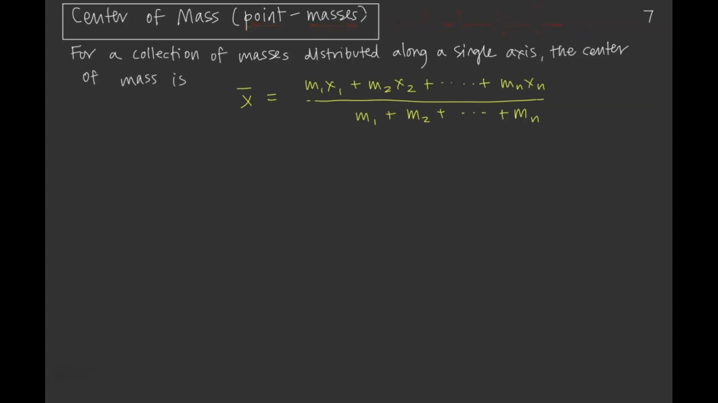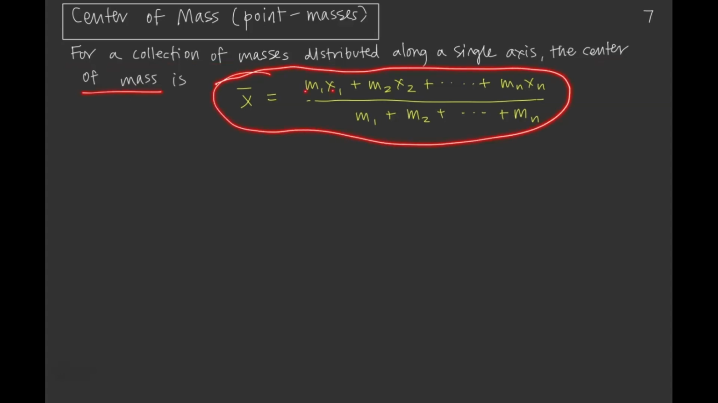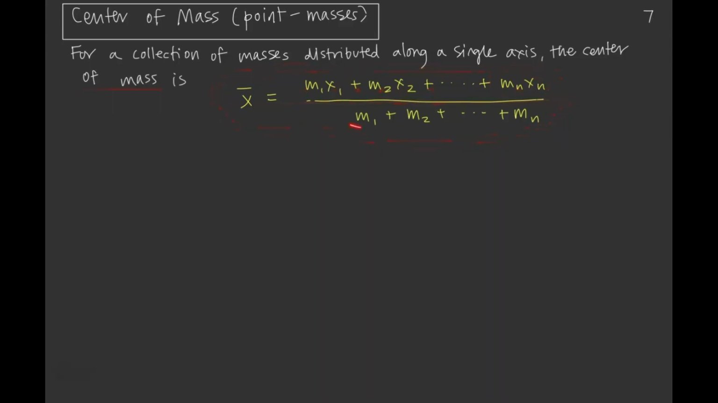Okay, here's how you find the center of mass. For a collection of masses distributed along a single axis, the center of mass is this x bar, and it's always going to be the mass times the position, plus the next mass times its position, plus all the way until you've counted all of them. And we always divide that by each mass added together, or the total mass of all of those finite objects.